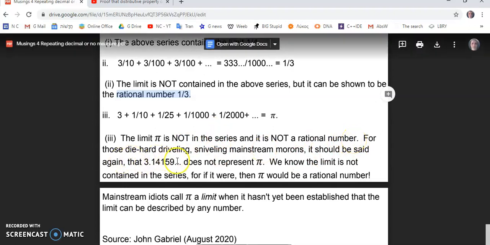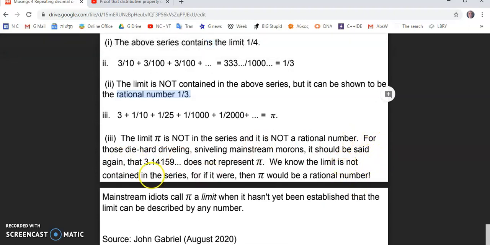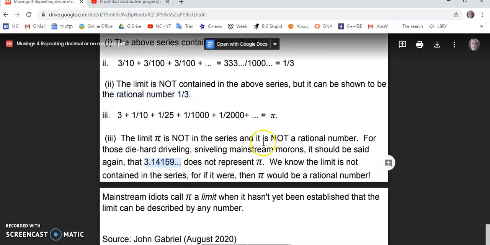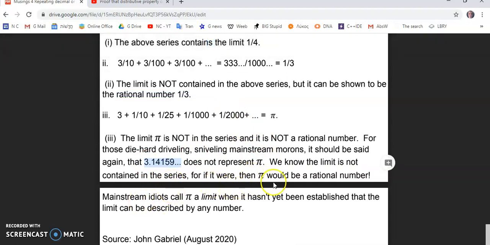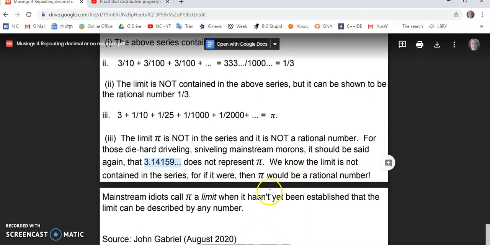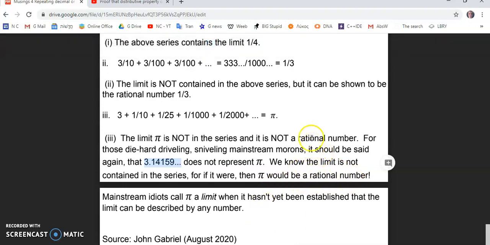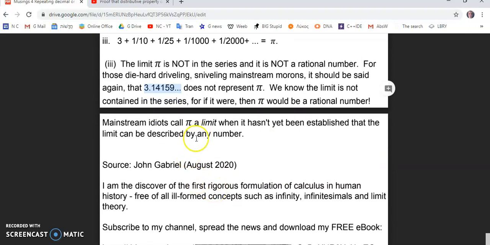For those die-hard, mainstream morons, it should again be said that this 3.14159 ... does not represent pi. We know the limit is not contained in the series, for if it were, then pi would be a rational number, but we can prove easily that pi is not a rational number. So mainstream idiots call pi a limit when it hasn't yet been established that the limit can be measured or described by any number.